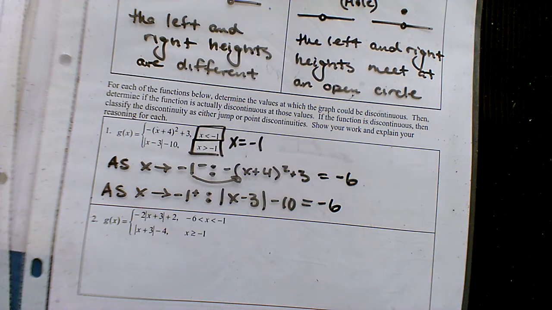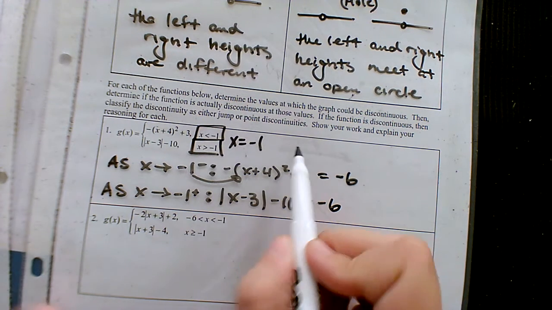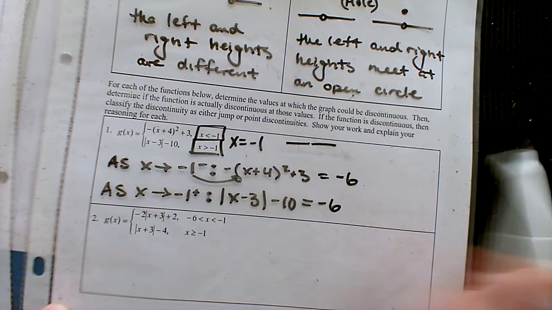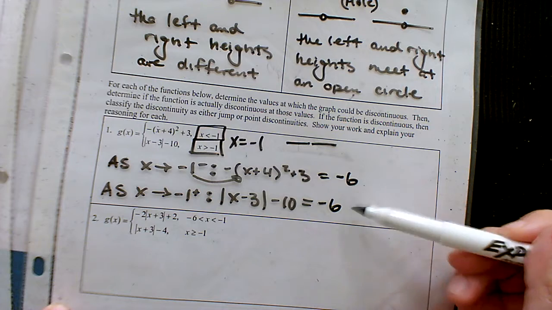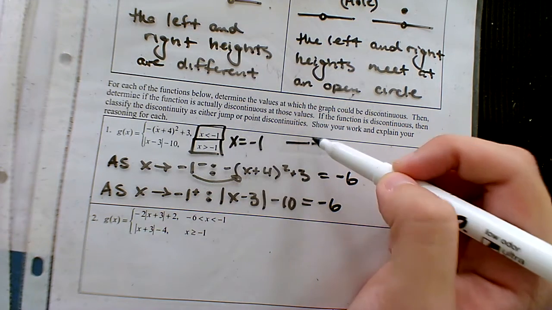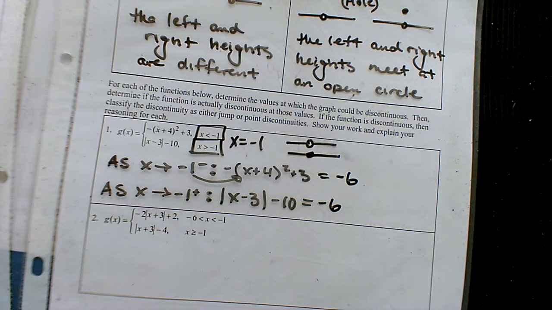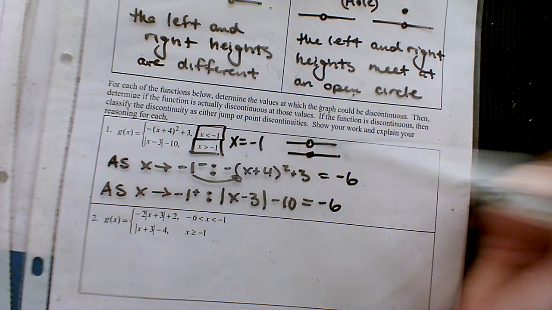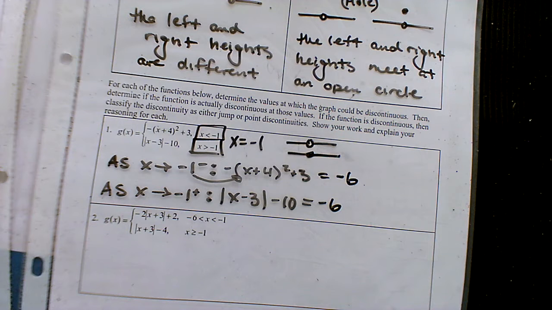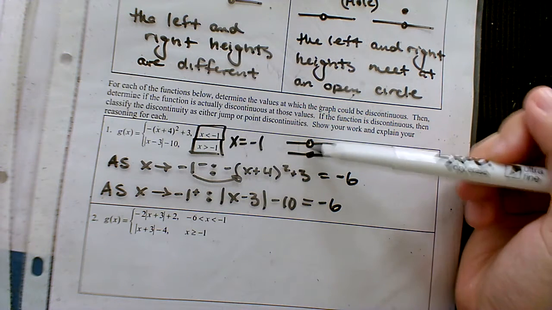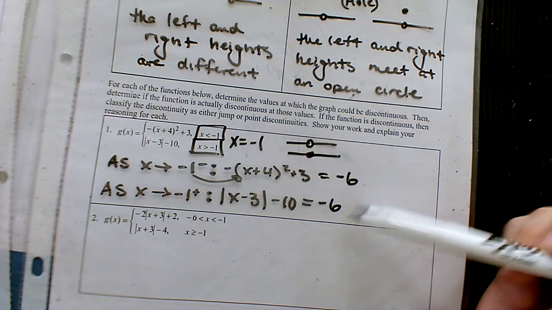Okay, so at this point, notice how the left and the right side are meeting up. So they do have the same height, but we need to determine, do they meet up at an open circle or do they meet up at a closed circle? Right now we know they're meeting up. We just have to figure out what's going on when they meet up. So how do you think we can determine whether we have an open or a closed circle at the spot of -6? What do you think, Olivia?